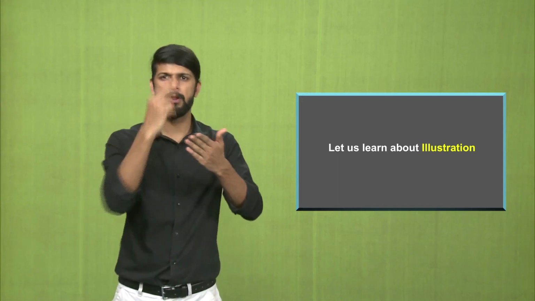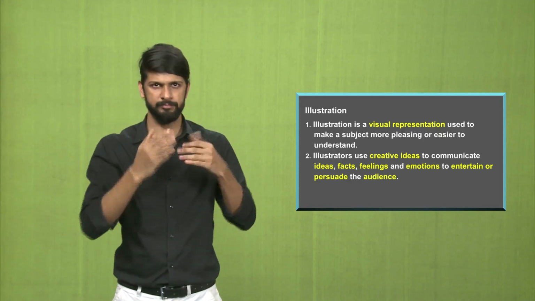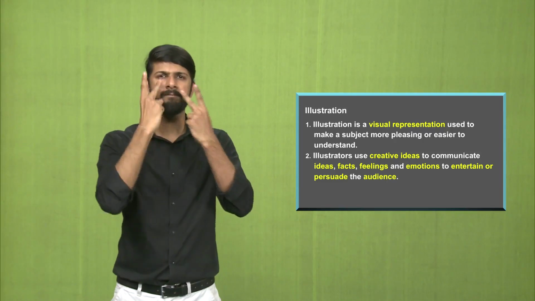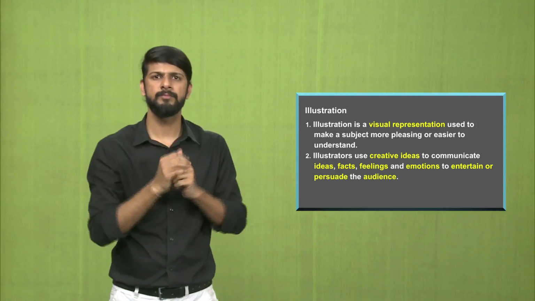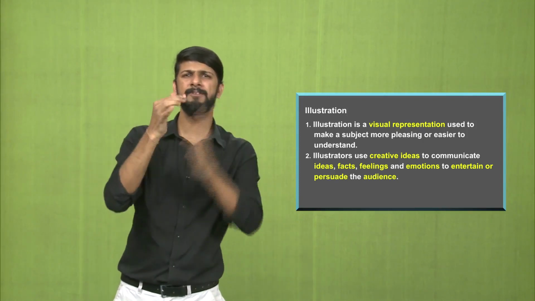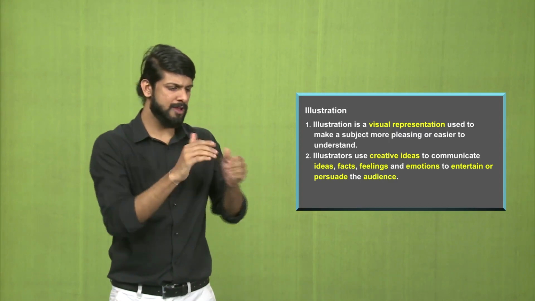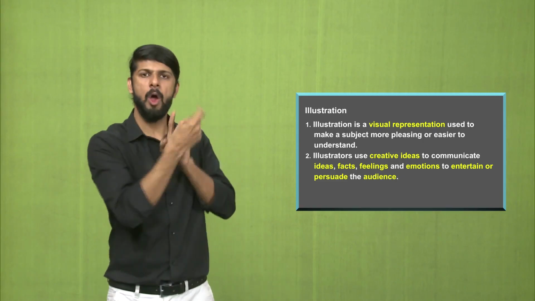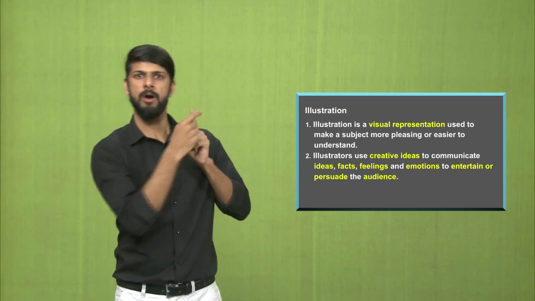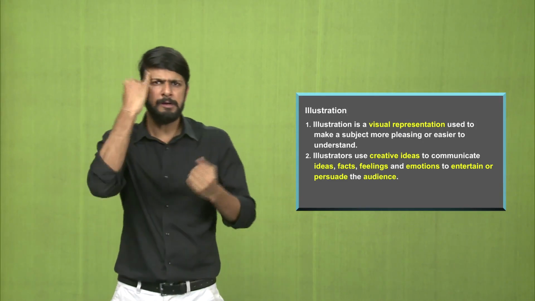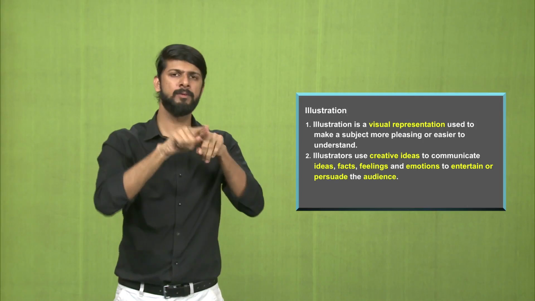Let us now learn about illustration. Illustration is a visual representation used to make a subject more pleasing or easier to understand. For example, we are talking a lot about global warming and the importance of plants and trees. So, how to protect the greenery and the environment? Illustrators would use their creative ideas to depict or communicate these ideas, facts.